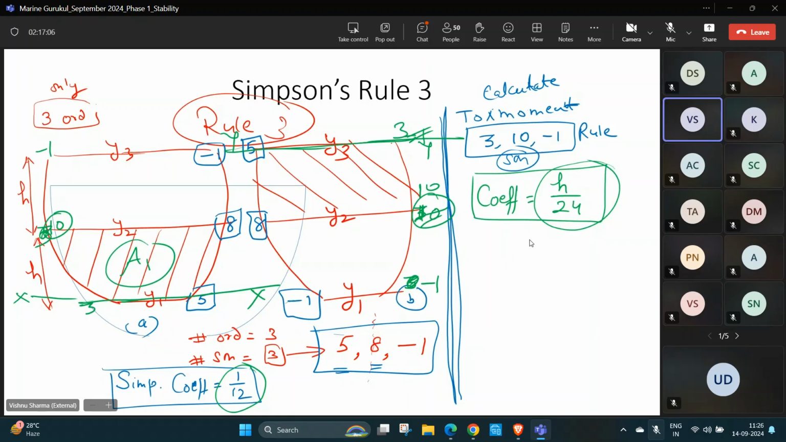You can't divide the product of moments. There will be a separate table for moments and a separate table for area, but you can't divide, because the coefficients for the two are different. In one case, the coefficient is 1 by 12. In the other case, the coefficient is h by 24. So you can't divide the product of moments. You'll have to divide the moment by area or moment by volume, as applicable.